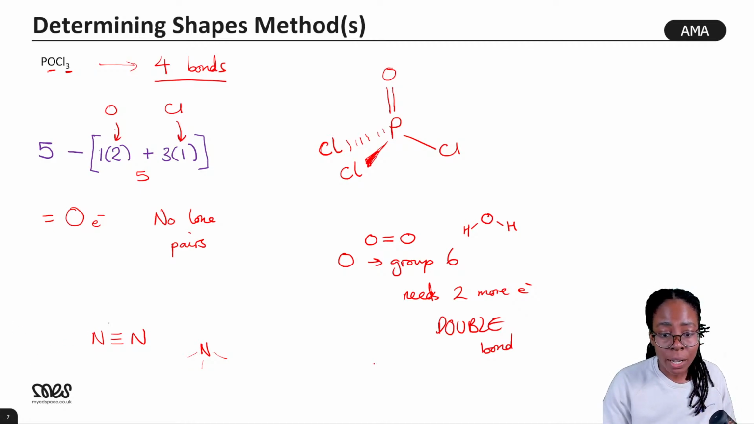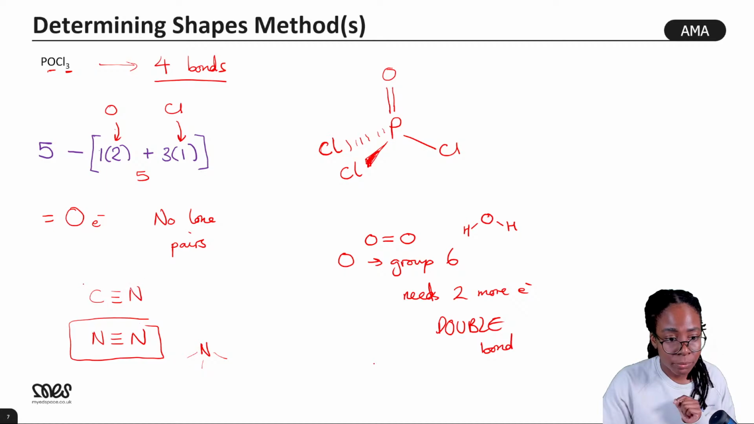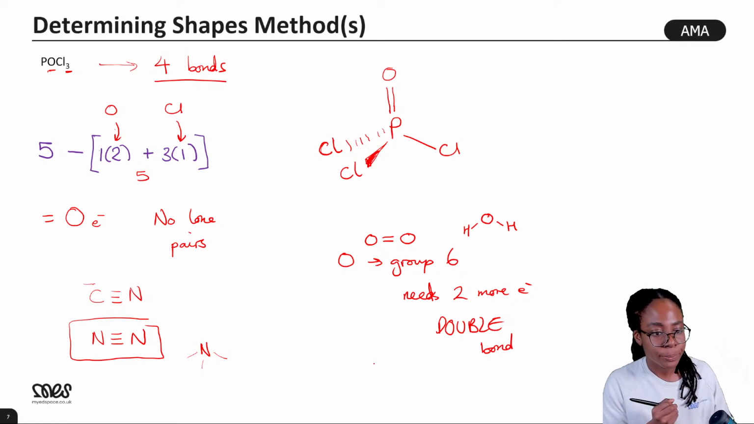Nitrogen bonded to one other thing, well, really it's just N2 would be the example. I don't know, is there another one? Cyanide, right? The cyanide ion, also a triple bond. Okay.